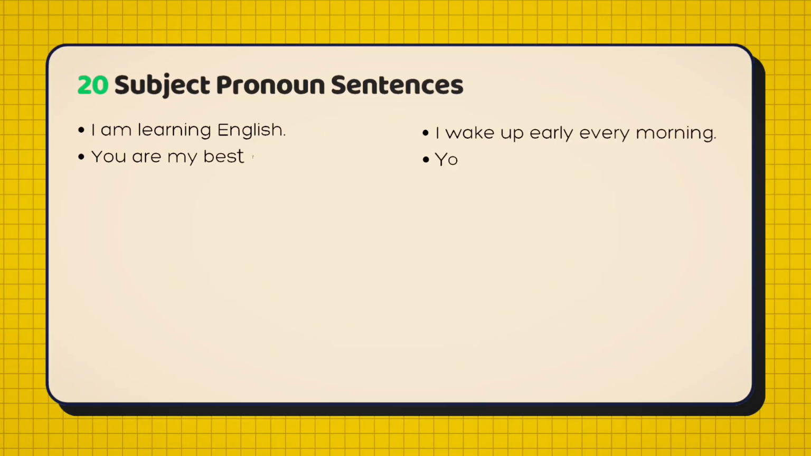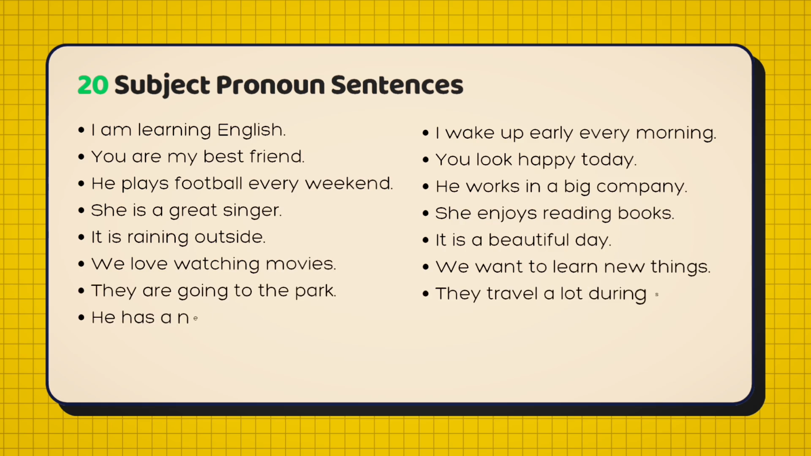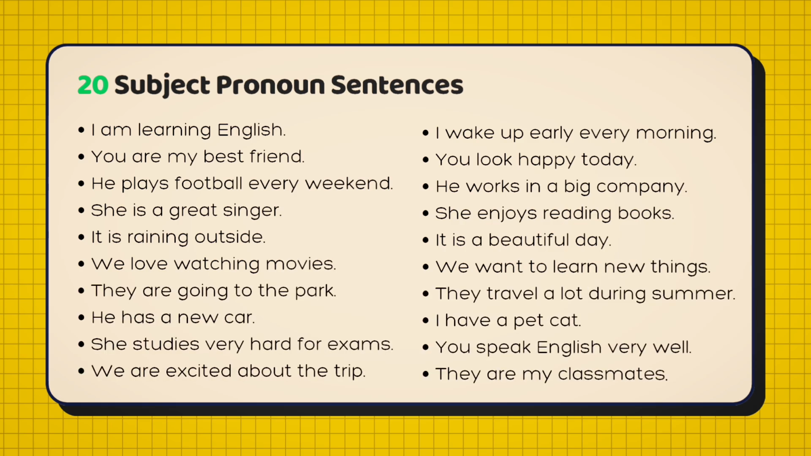20 subject pronoun sentences. 1. I am learning English. 2. You are my best friend. 3. He plays football every weekend. 4. She is a great singer. 5. It is raining outside. 6. We love watching movies. 7. They are going to the park. 8. He has a new car. 9. She studies very hard for exams. 10. We are excited about the trip.